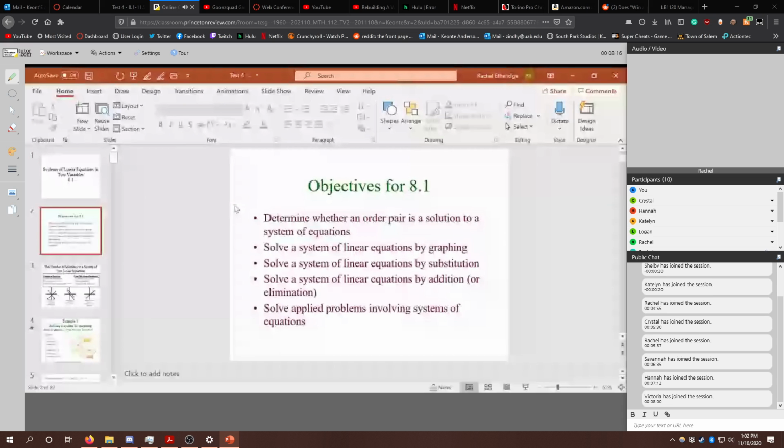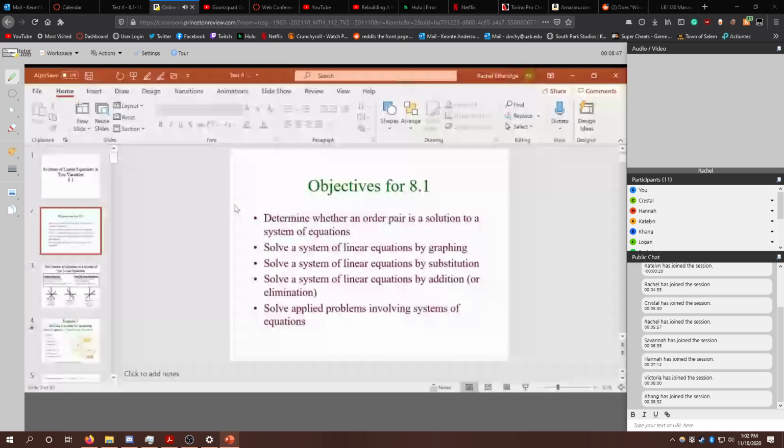So we're going to look at some objectives here for 8.1. We want to determine if an ordered pair is a solution to a system. We want to be able to solve a system by graphing. We want to be able to solve a system by substitution and by addition, and some books call that elimination. And then solve a few applied problems. So I think this will be an easy section for you.